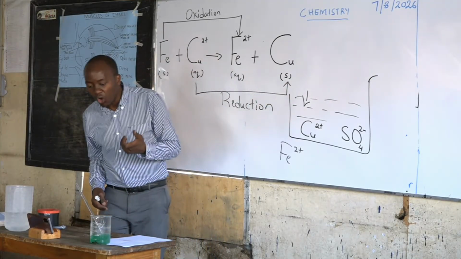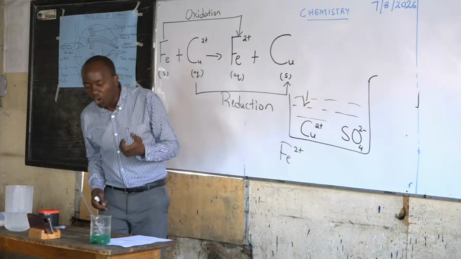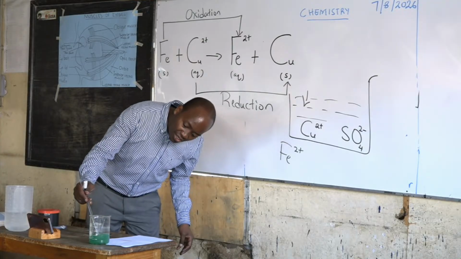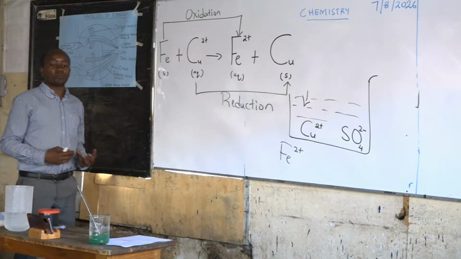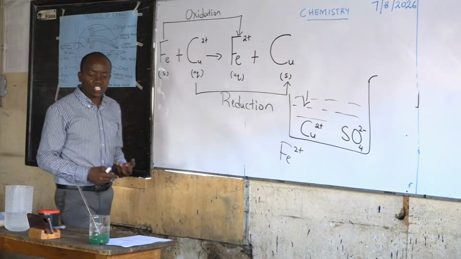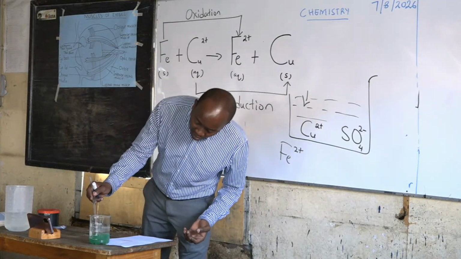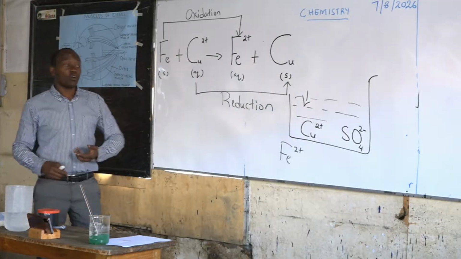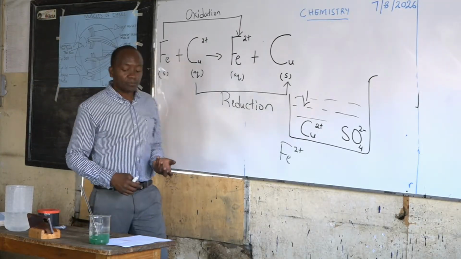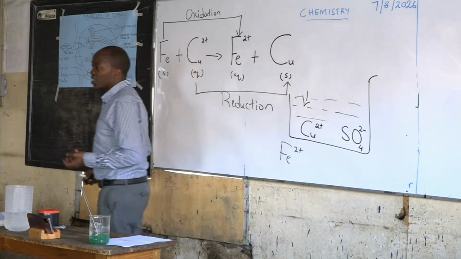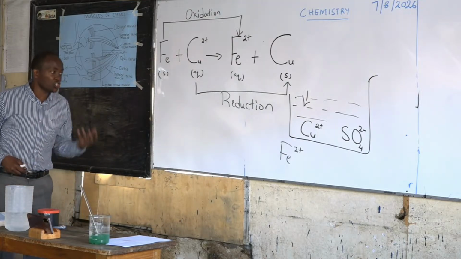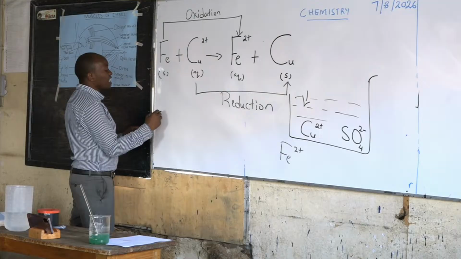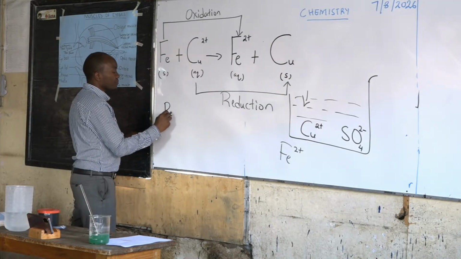Now the reaction is still on. Then one of us is going to tell us what is observed during these reactions. One of us is going to tell us the color of the solution, because we are asking ourselves what is observed when iron is combined with copper 2 sulfate solution.